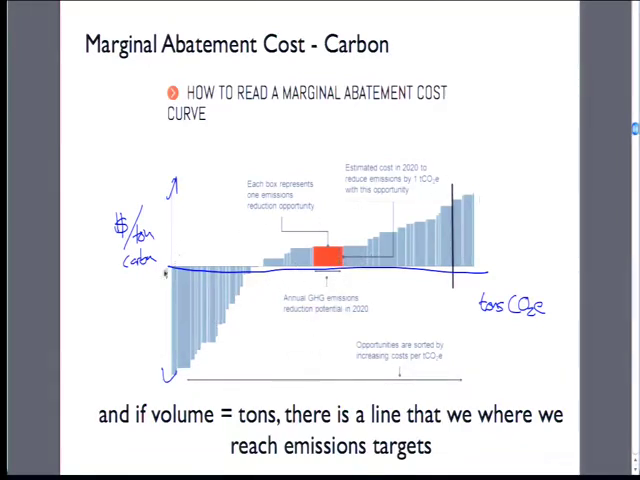And so if we say we're starting here and we want to reduce this much, we would have a line here, like that's the amount of reduction that we needed to get. So this amount of reduction we need to get to. And then if we use that line, we can read a price off that we would need to have a price for carbon to get this level of reduction.